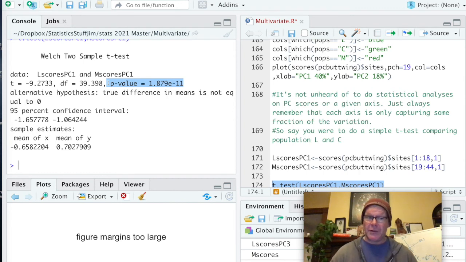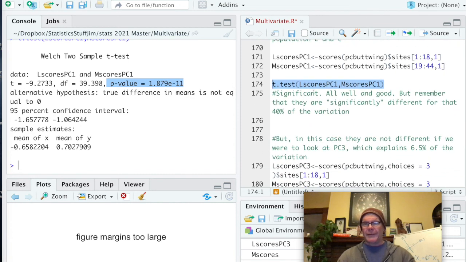If you choose to do statistical hypothesis testing using PC scores, again, there's nothing patently wrong with it, but just remind yourself exactly what you are analyzing when you're doing it. So I'm interested in whether or not L and C are different from one another. I'm doing a t-test here, and that t-test is significant, but it's significant for only the first 40% of the variation that is being explained by PC1.